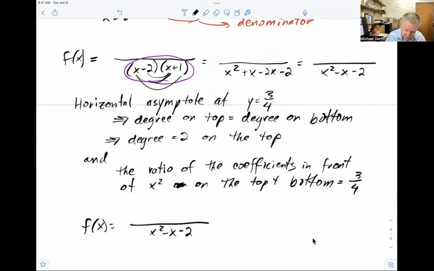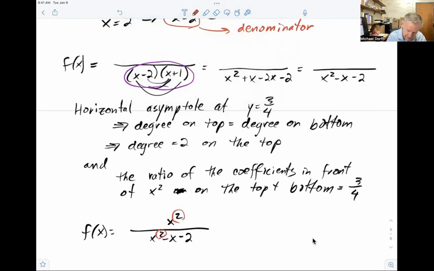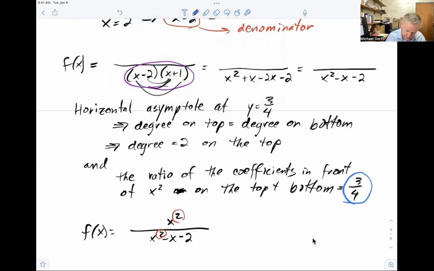So I have to have an x squared on the top, because that gives me the degree in the top and the bottom the same. And now the coefficients in front of them have to equal 3/4, so I'm going to just put a 3 in front of here, and I'm going to put a 4 in front of here. Now I'm going to multiply everything by 4 in the bottom, because if I don't do that, it's going to change where my vertical asymptotes are.